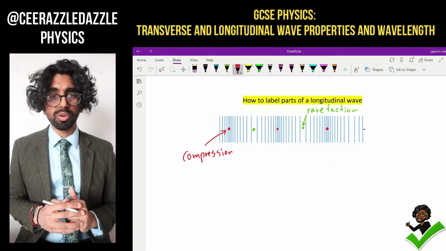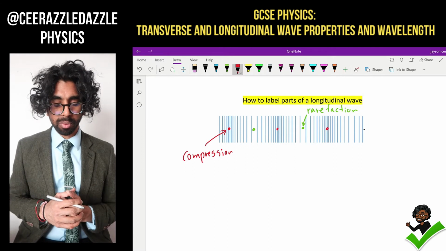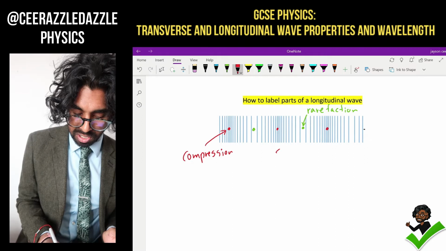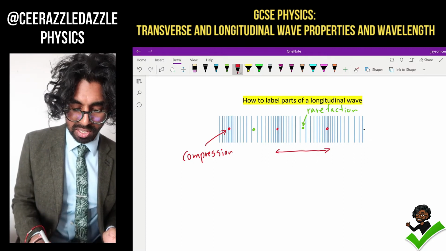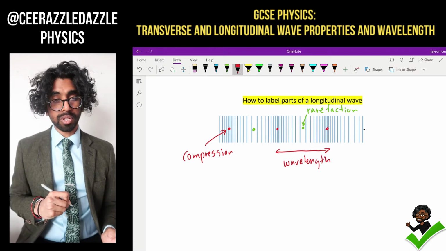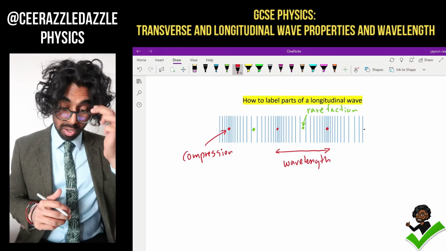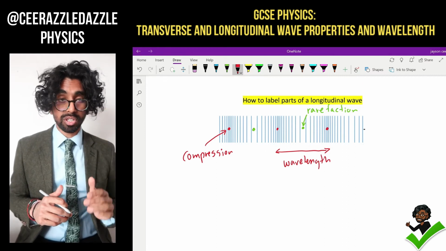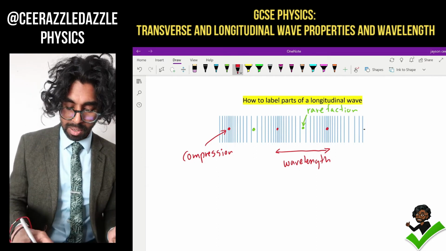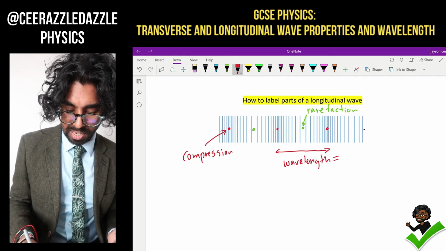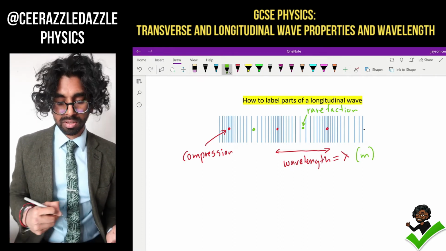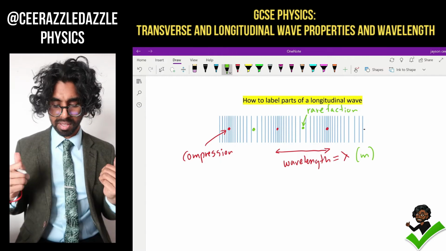Right. Do longitudinal waves have a wavelength? Yes, they also have a wavelength. It is labeled from compression to compression. So this distance here, compression to compression, this is the wavelength. So if someone gives you a longitudinal wave and asks where you can look at the wavelength, you just look at one compression, find the next compression. That distance is called the wavelength. Once again, the symbol is lambda, and the units are still the same. It's measured in meters. Happy with that? Easy stuff.